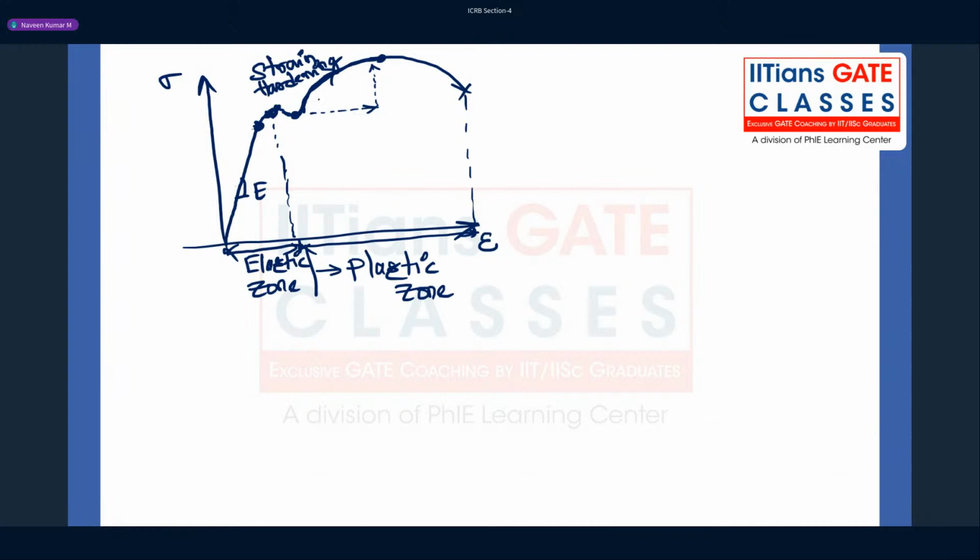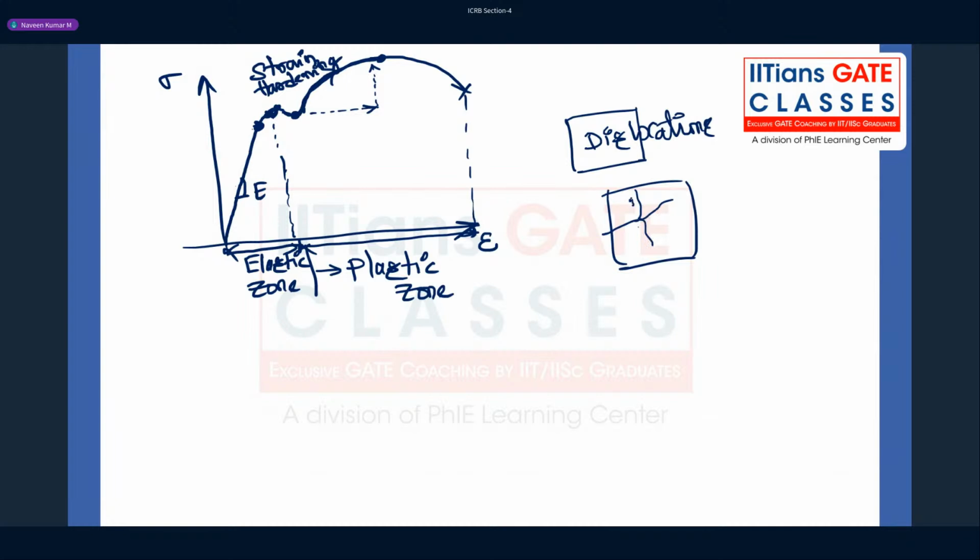So why is this happening? Because in material science, you will know about dislocations, right? Some dislocations will be there in the material. Different types of dislocations have been discussed in the material science section. There are also some grain boundaries. So in materials, there are some grain boundaries and there are some dislocations.